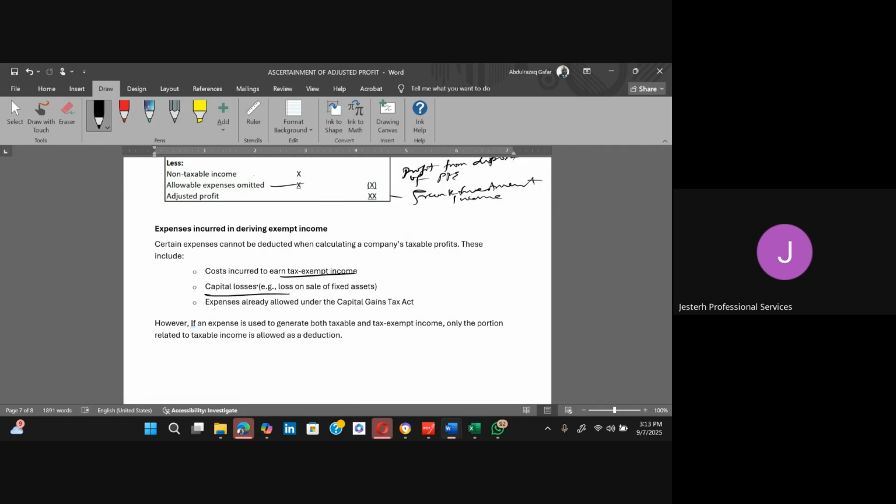Then capital losses. So loss on fixed asset disposed. Then expenses already allowed under capital gain tax. So all these expenses will not be what? They will not be allowable expenses. However, if an expense is used to generate both taxable and tax exempt income, only the portion related to taxable income is allowed as a deduction. Only that portion is allowed as a deduction.